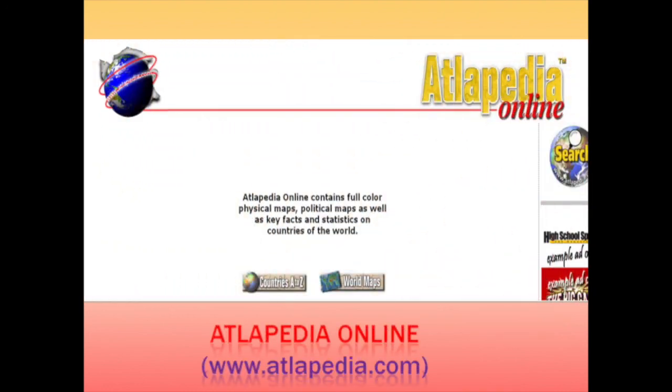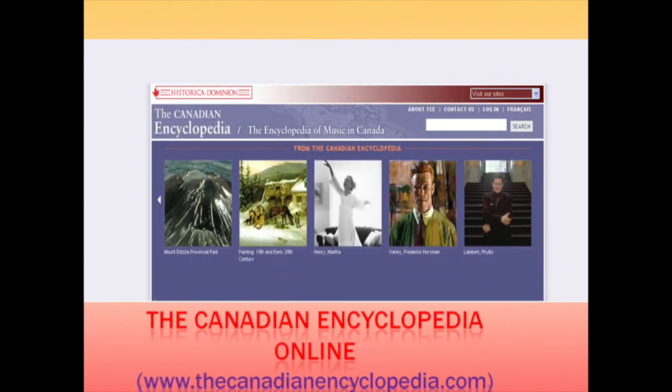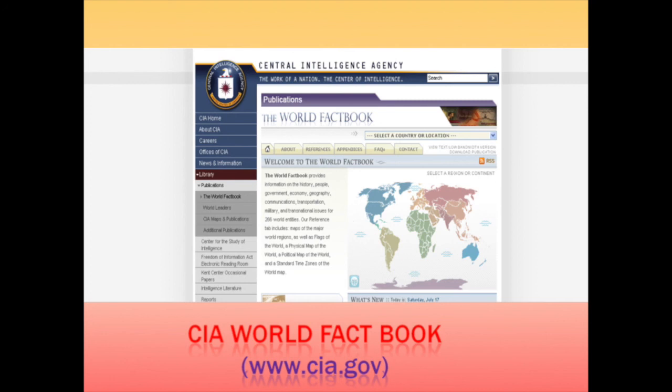Some World Information Encyclopedias. Atlapedia Online. An encyclopedia of world information on world countries from A to Z. World maps in both physical and political formats, and teaching resources for use in the classroom. The Canadian Encyclopedia Online. Articles, retrospectives, interactive maps, games, and more, searchable by keyword. CIA World Factbook. Huge numbers of facts on everywhere and everything.